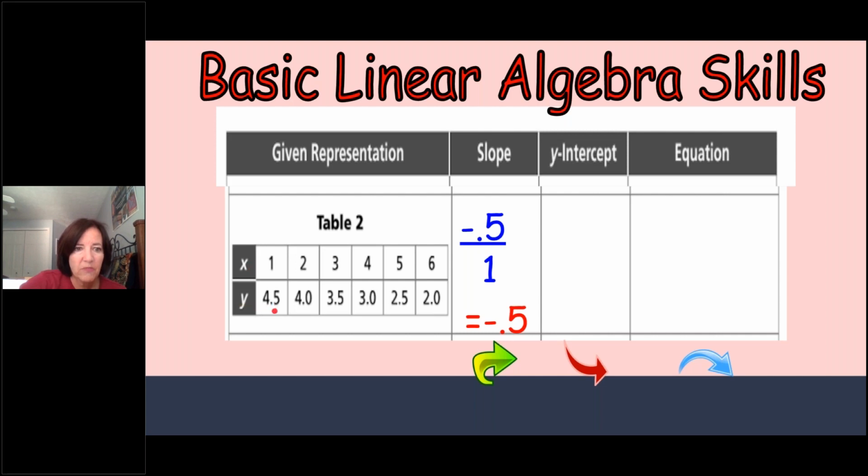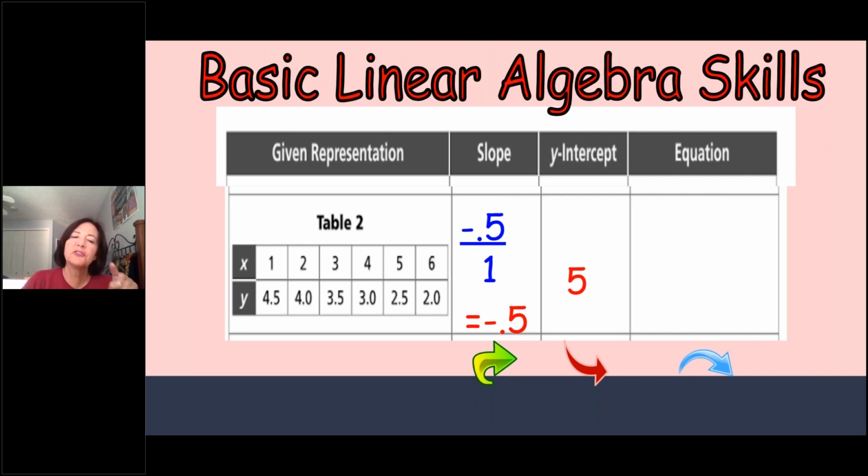We found the pattern. We know that if x was 0 right here, we would be able to say this number minus 0.5 is 4.5. Minus 0.5 is 4. Minus 0.5 is 3.5. So this number, the y coordinate when x equals 0, is going to be 0.5 larger than 4.5. It's going to be 5.